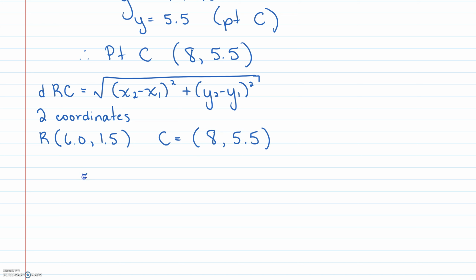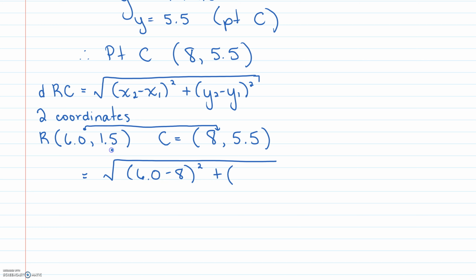So if I do that formula, I'm going to go ahead and subtract my x's. I'm going to start with the 6. So 6 minus 8. Don't forget to square that. Plus, if I started with 6, then that means I start with 1.5. We're going to square all that, and we're going to close and extend that square root bracket.